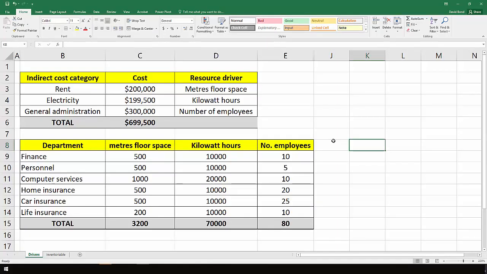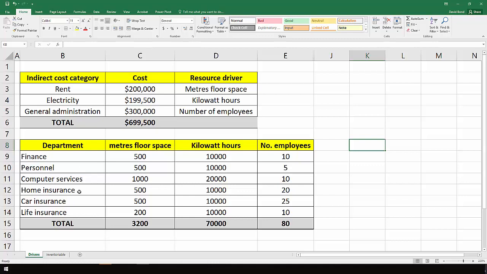So what we have here is some information, and this information is the same as in the text. So I'm not going to go through the entire question because I actually do a 2-step process with this. We're only going to look at the first step because it gives you the gist of what we're trying to achieve here. And ultimately what we're trying to achieve is taking this amount, the $699,500. This is the total of the indirect costs, and the indirect costs are rent, electricity, and general administration. We want to take that $699,500 and apply it to the various departments.